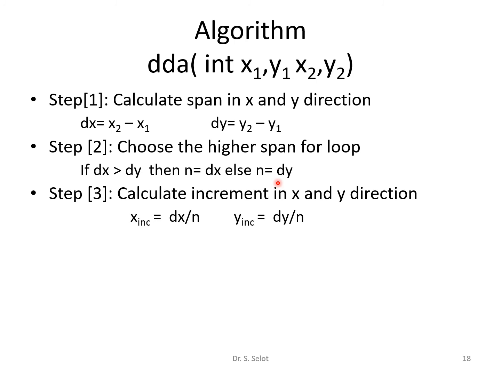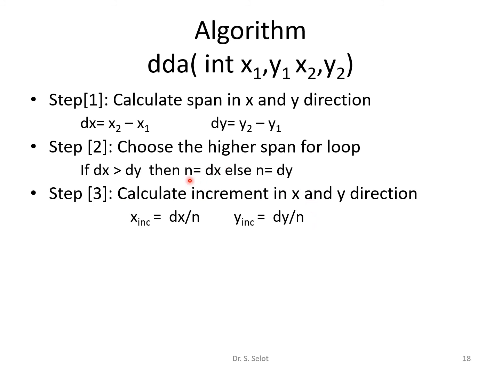As we can see, the x increment is defined by dx by n. Now, if dx is greater than dy, then n will be dx. If n is dx, obviously x increment will be 1 and y increment will be dy by dx, which is m. So automatically the values fit into these equations. However, in the other case, if dx is less than dy, n will be dy. So when n is dy, y increment will be 1 and x increment will be dx by dy, which is 1 by m. So we have generalized both the cases into one equation.